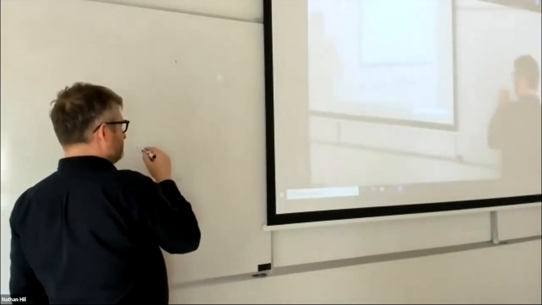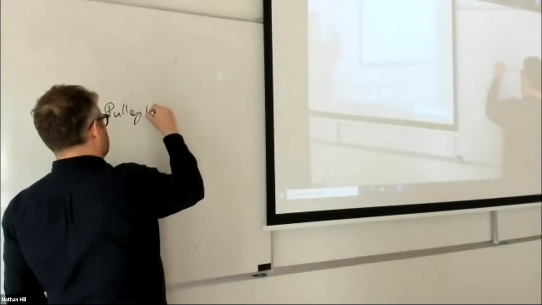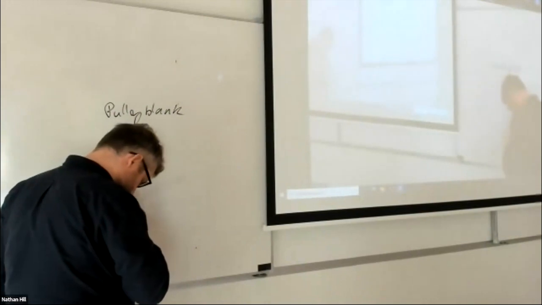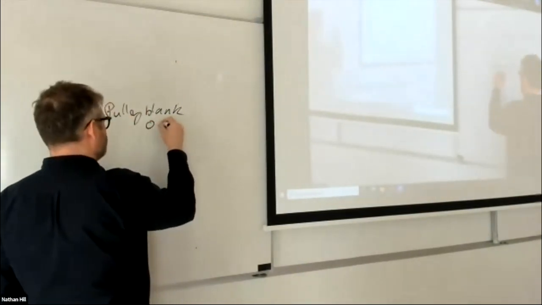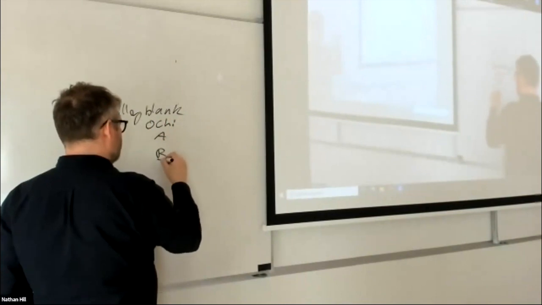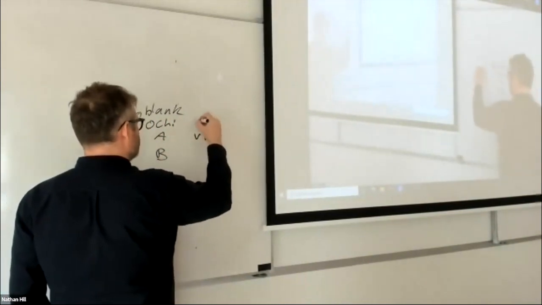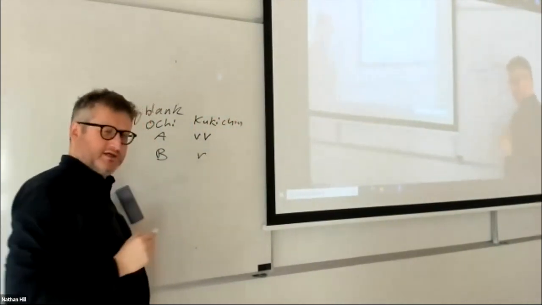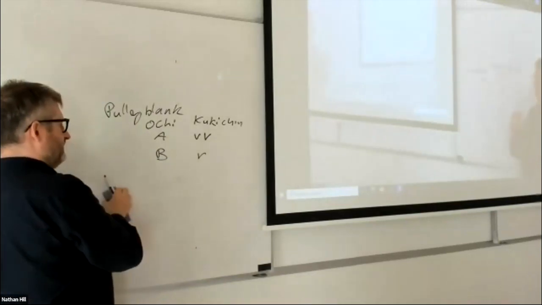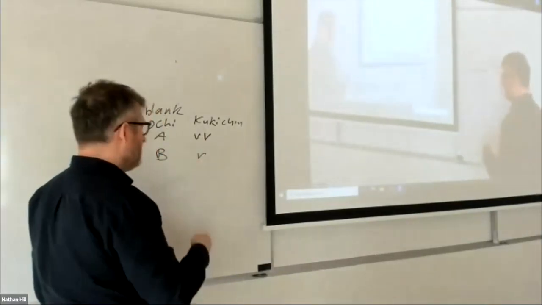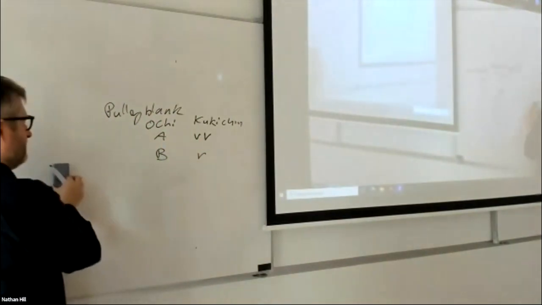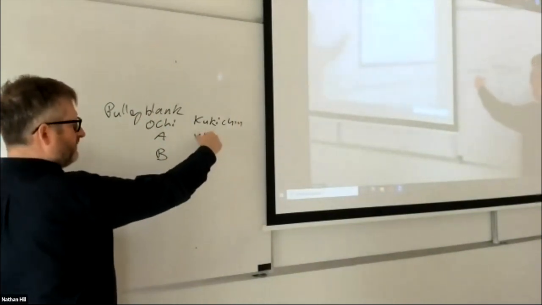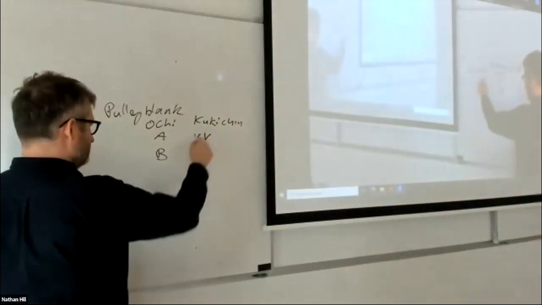So Pulleyblank suggested, let me see if I get this right, that type A in Old Chinese corresponds to long vowels in Kuki-Chin, and that type B corresponds to short vowels. I think I have that right. Sagar likes this idea, and then what he proposes, which would make sense, is that this comes from an intervocalic consonant, right?